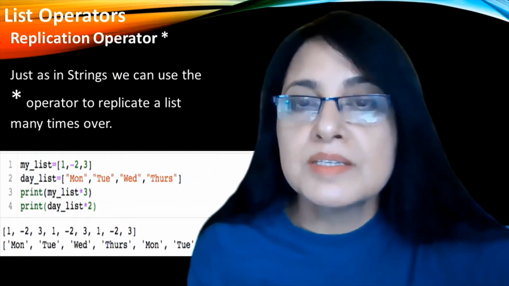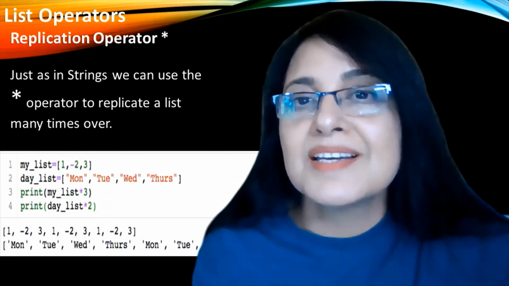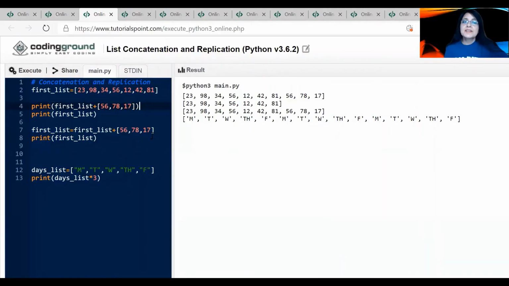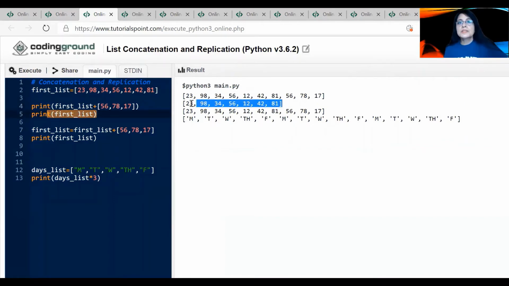We can use the multiplication sign asterisk to replicate a list many times over. We look at concatenation and replication with an example. We have a first list which is a set of numbers, and we add another list of numbers to it. In case we output this, we will get an extended list. But if we output the first list again, it will show us the original list. So the change has not been made permanent.